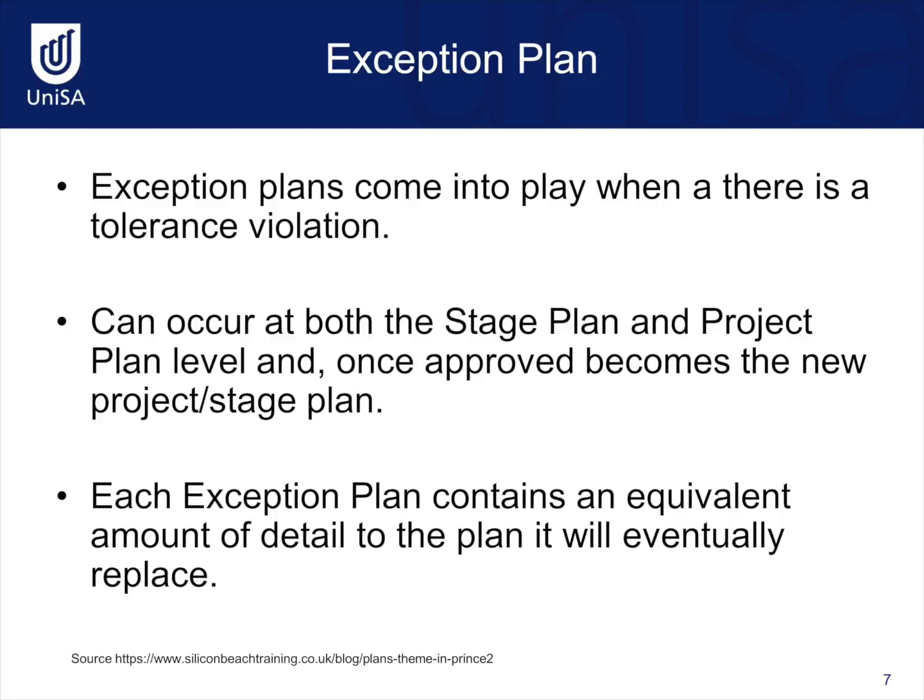However, in reality, these tolerances can sometimes be exceeded, otherwise referred to as a tolerance violation. If there is a tolerance violation, which can occur at any time throughout a project, it can affect the stage plan and/or it can affect the entire project plan at the top level. If this is the case, an exception plan is created to represent the new scenario and conditions of the project. The exception plan must contain an equivalent amount of detail to the plan it will eventually replace, which could be either the project plan or a stage plan. So it's still a plan, but it is a plan that has been created because there's been a tolerance violation.